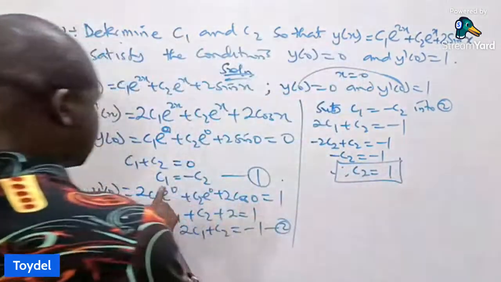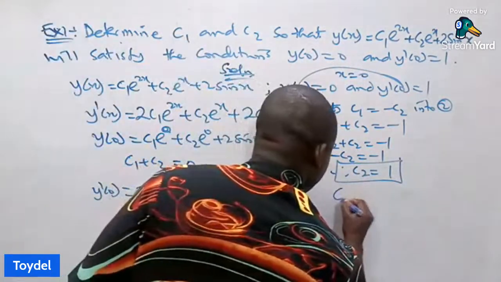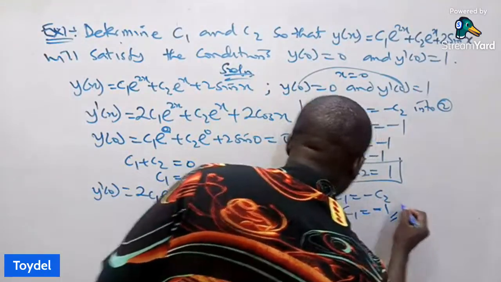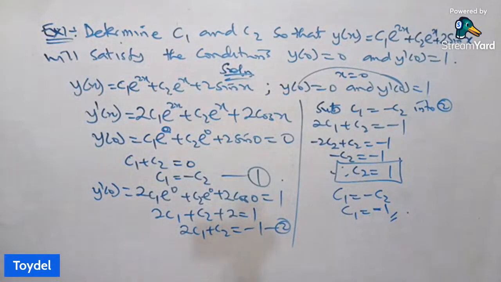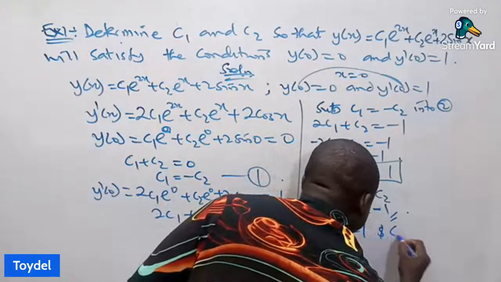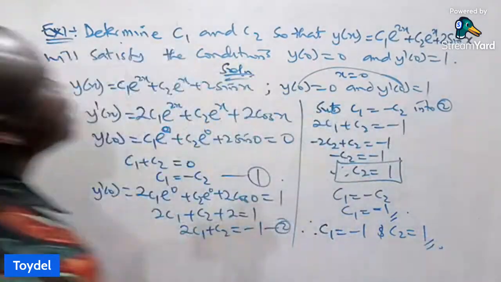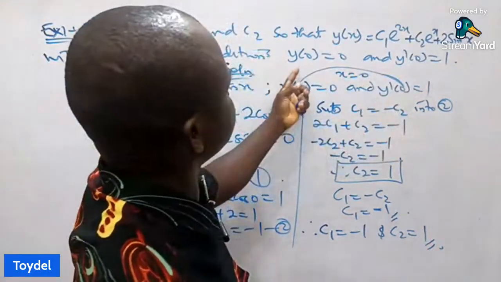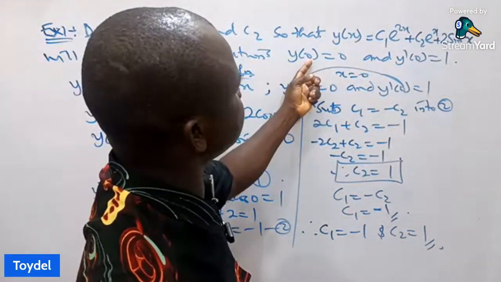If C2 is equal to 1, what is C1? C1 is equal to minus C2. So C1 is equal to minus 1. So we had to find the value of C1 and C2, and we have been able to find them. Therefore, C1 is equal to minus 1 and C2 is equal to 1. So this type of problem is called an initial value problem because the value of the independent variable is the same.